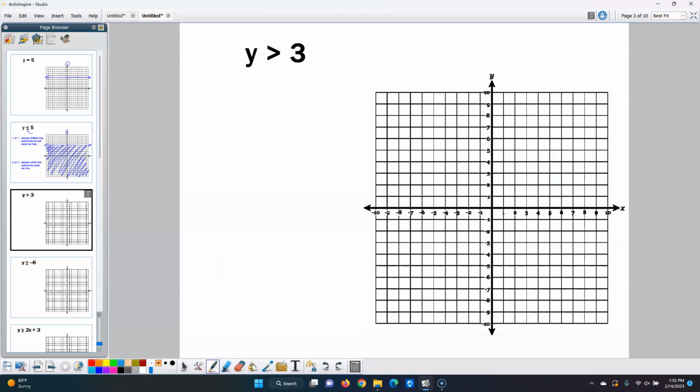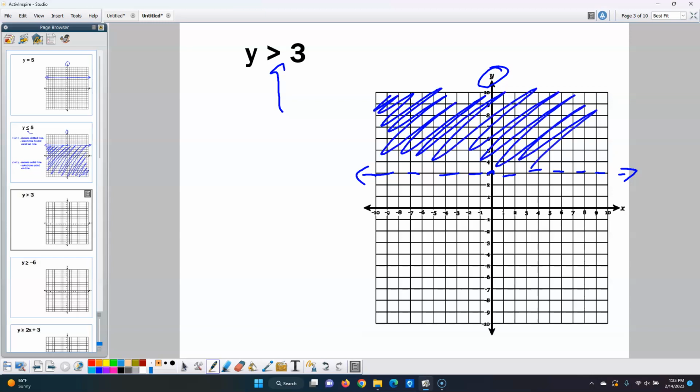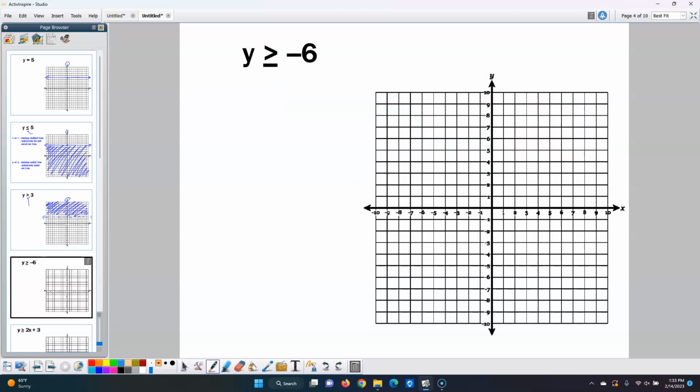This says y is greater than 3, so we'll go to the y-axis, and we'll go to 3 right there. And notice there's not an equals to sign there, so this one's going to be a dotted line. And it says greater than 3, so that means I'm going to shade on top of that line. Just like that. All of those will be greater than 3. Next, you can push pause, try that one real quick.